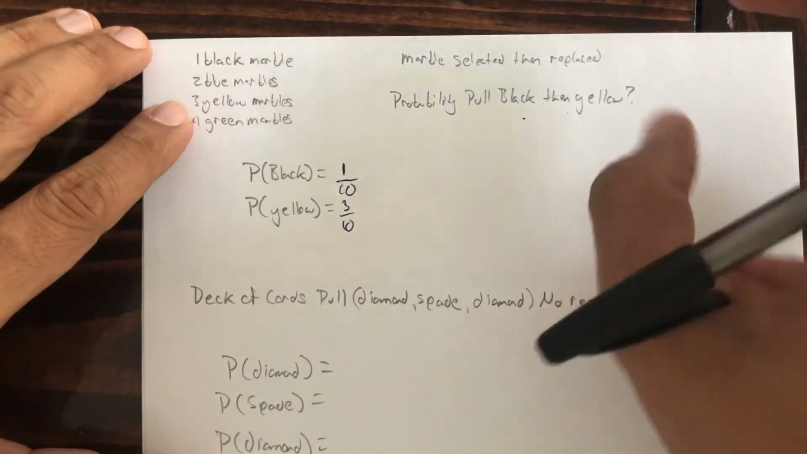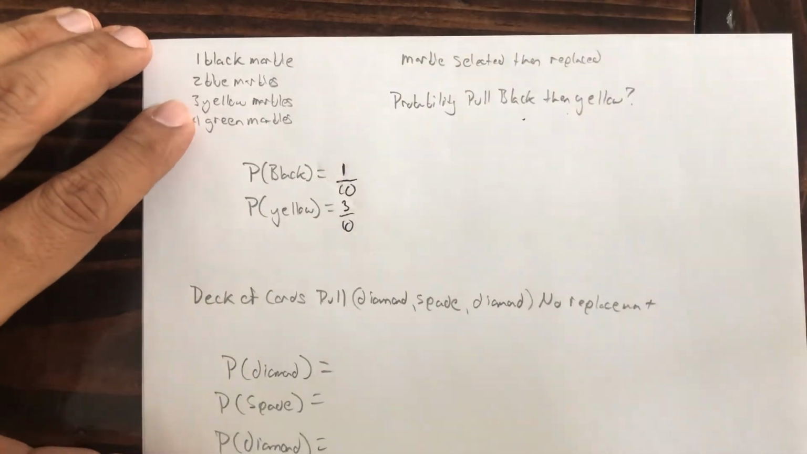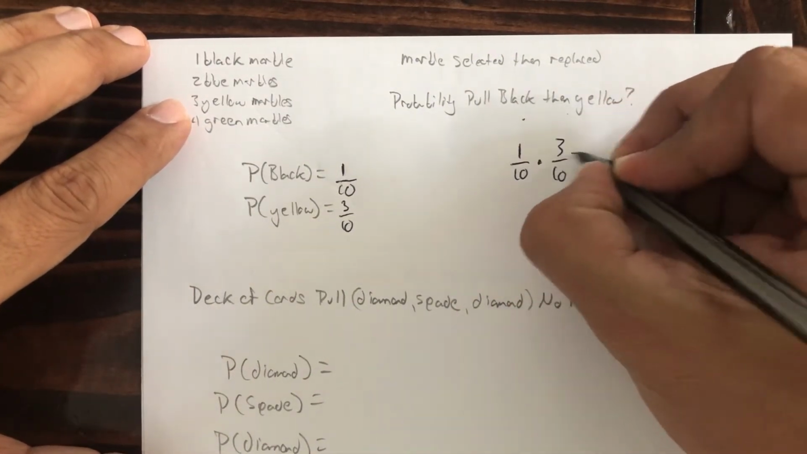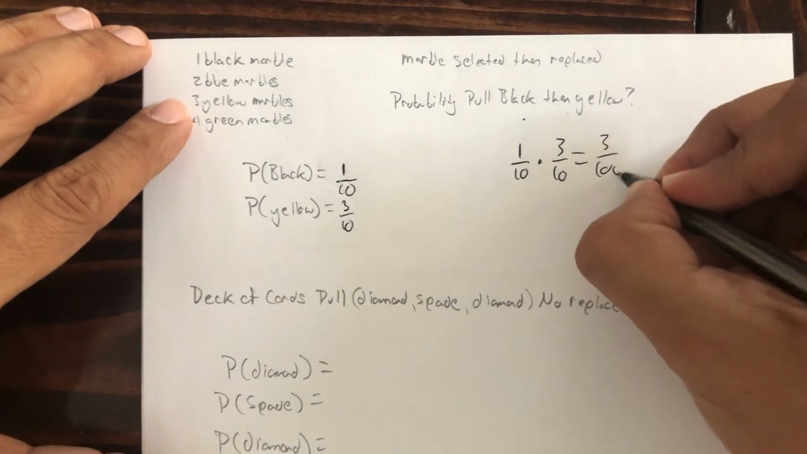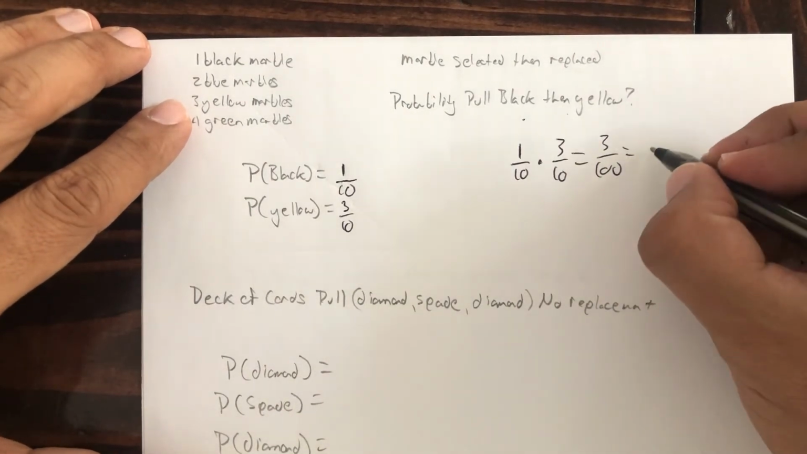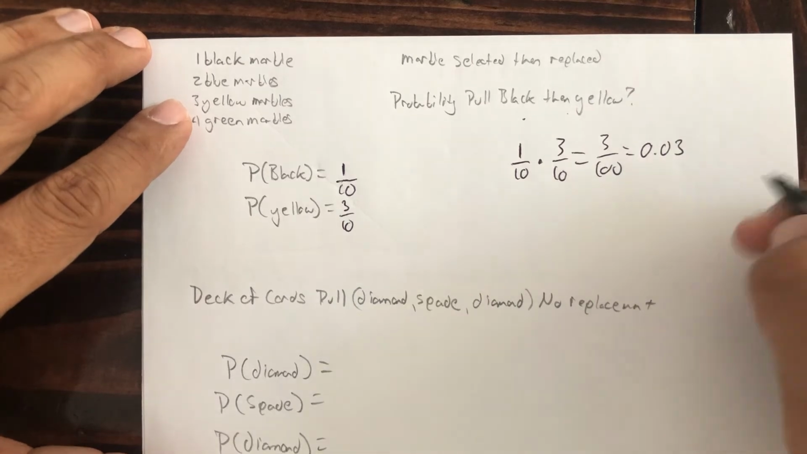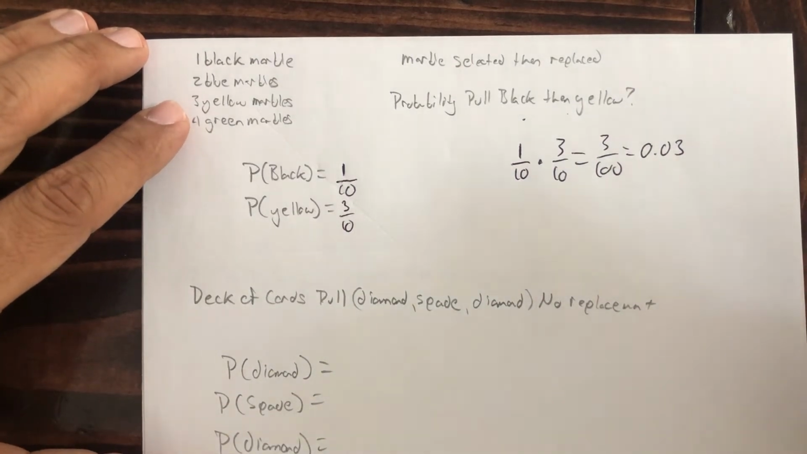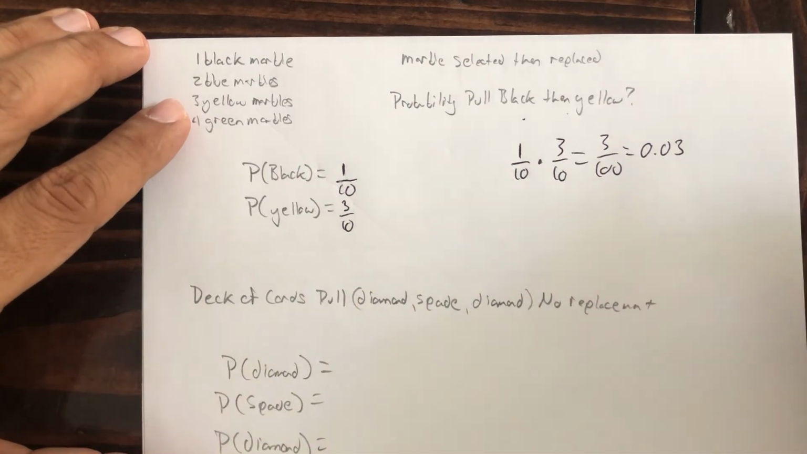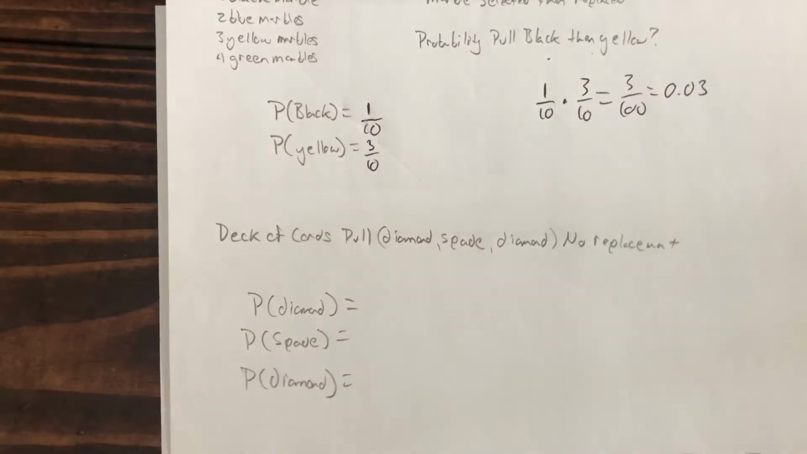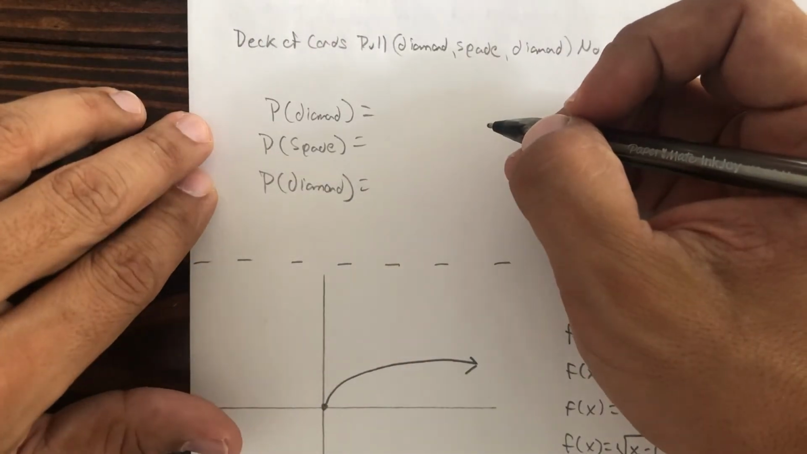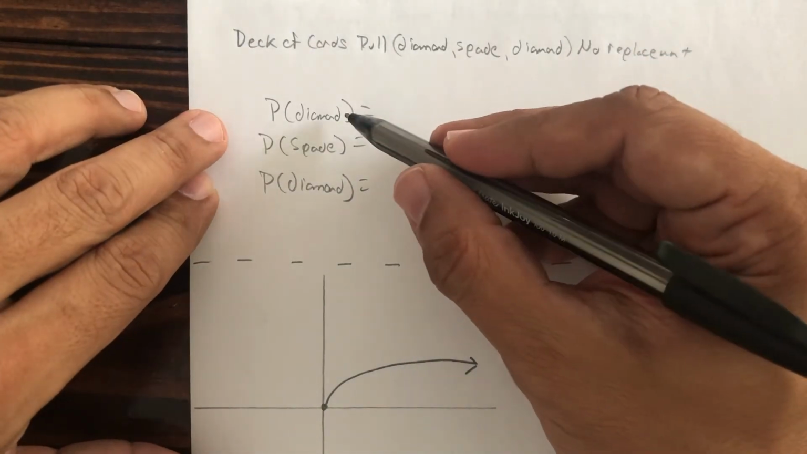Now what are the chances of the probability of pulling a black, then pulling a yellow? So they multiply. 1 tenth times 3 tenths. So that's going to be 3 100ths. Okay, so 0.03 chance of pulling a black and then a yellow, in that order.